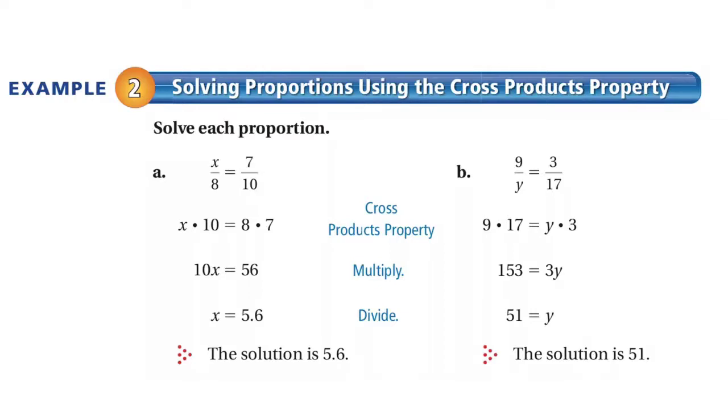For part B, 9 over y equals 3 over 17. 9 times 17 is 153. y times 3 is 3y. We divide both sides by 3 to get y by itself, and we're left with 51 equals y. So the solution is 51.